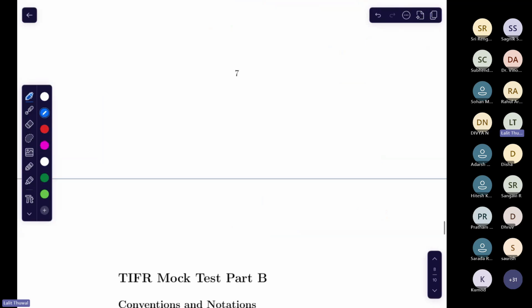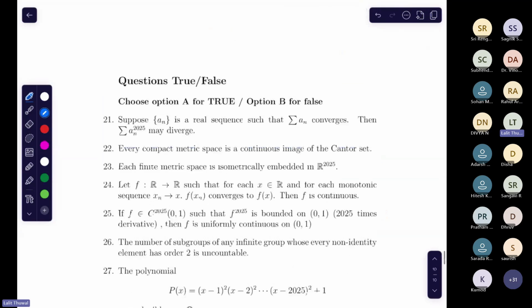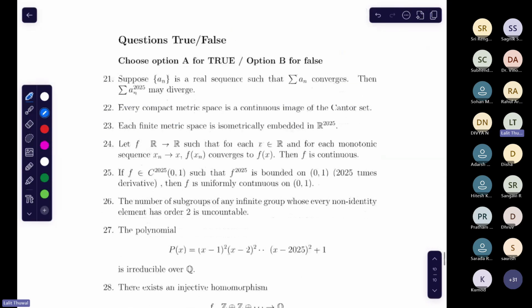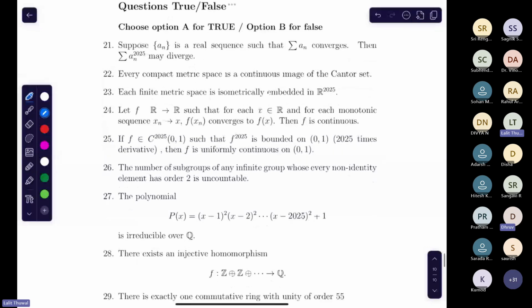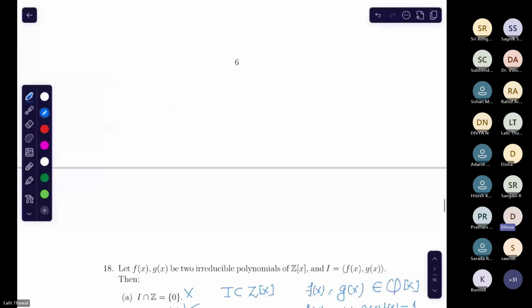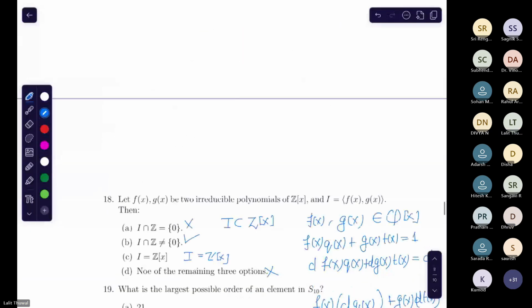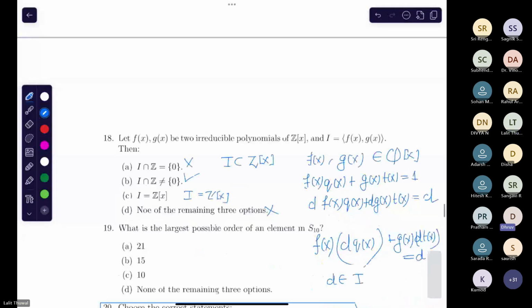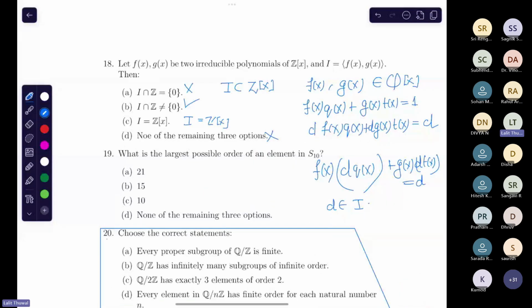Okay, so now come to part B. I will solve some selected questions here. In the 18th question, we got D by Bézout's lemma. What? We used Bézout's, no, here.